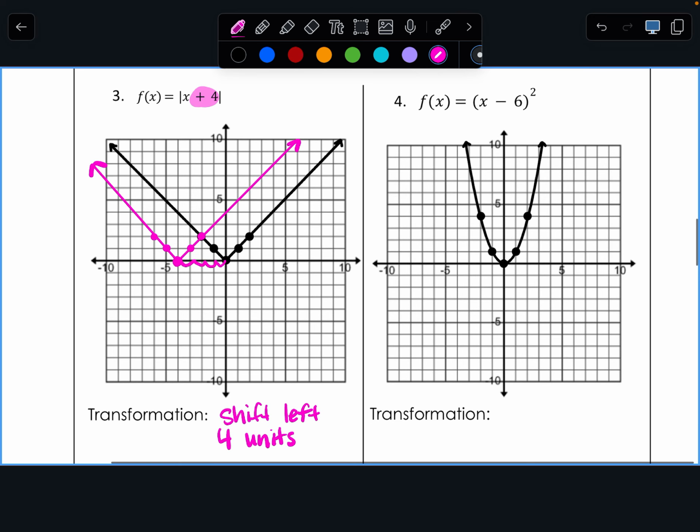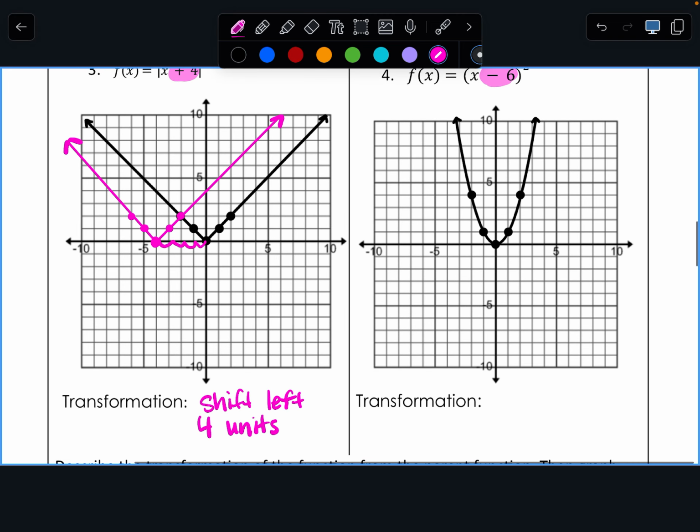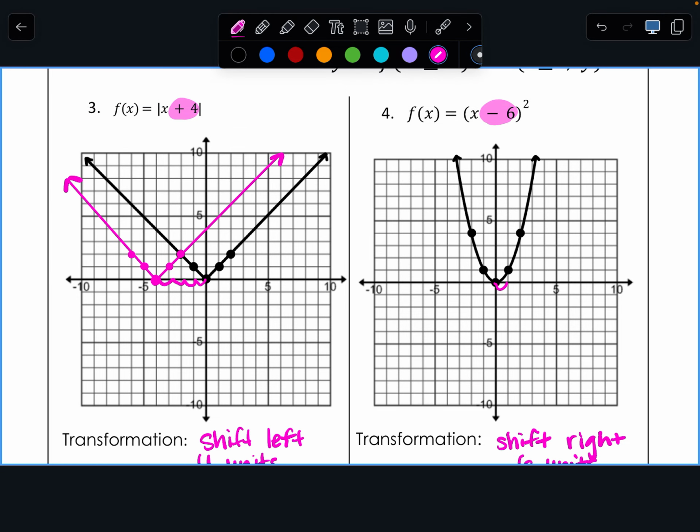Number 4, again, we have another horizontal shift, and the parent function is graphed. This is going to shift right 6 units. So let's move the vertex 1, 2, 3, 4, 5, 6, and all of the other points move the same amount.